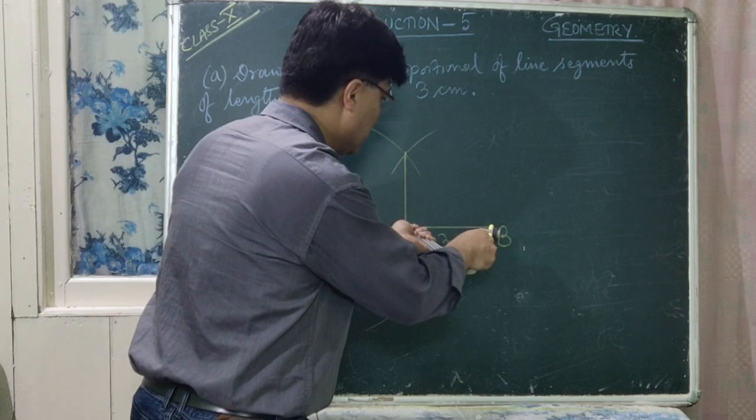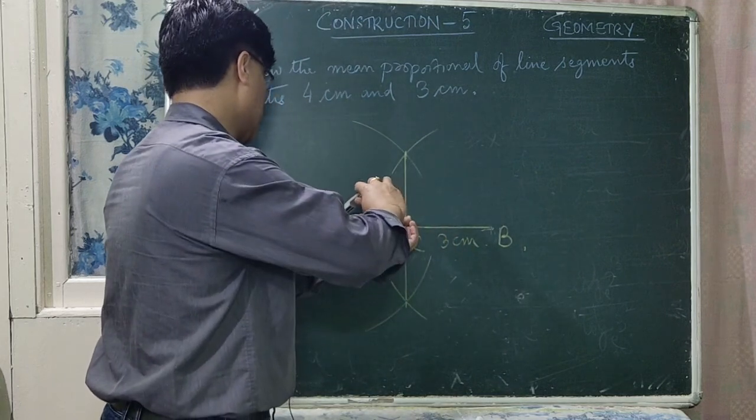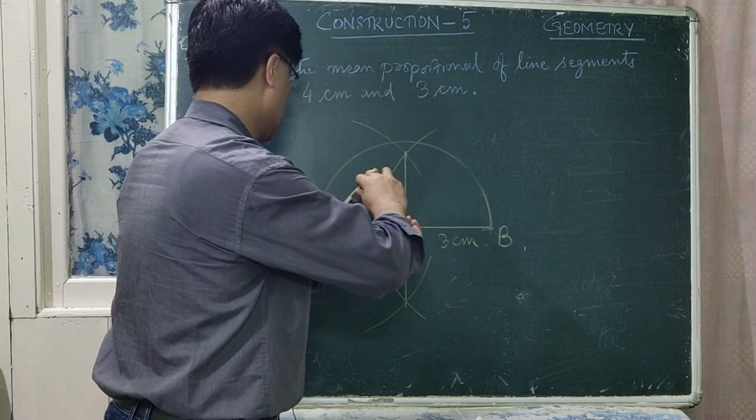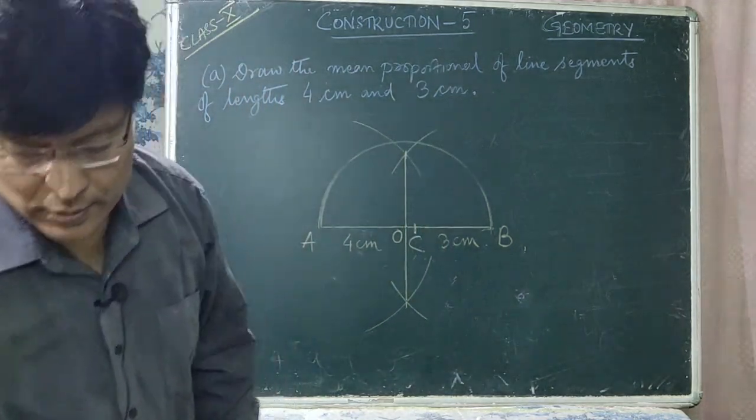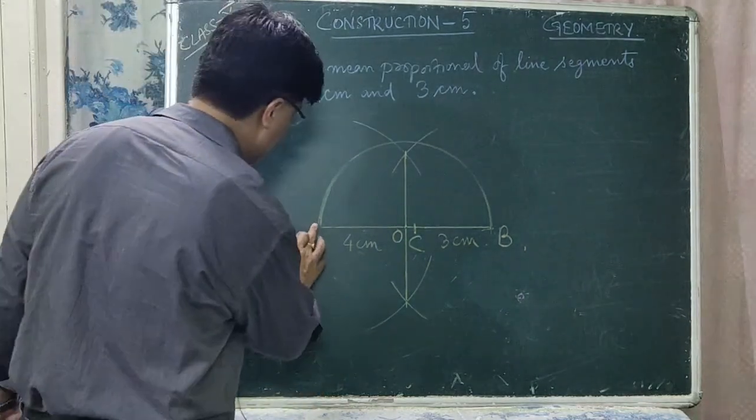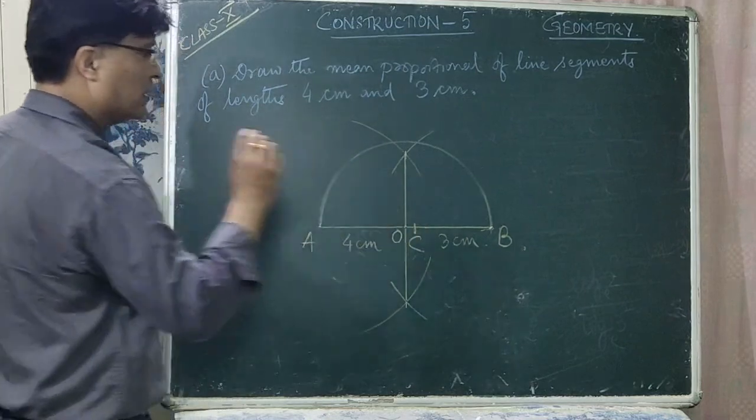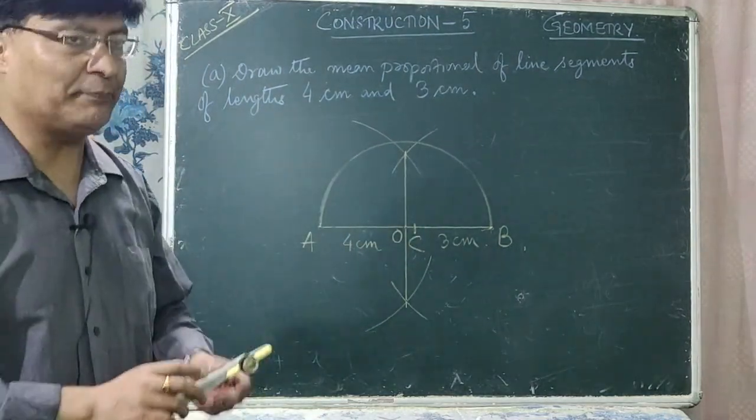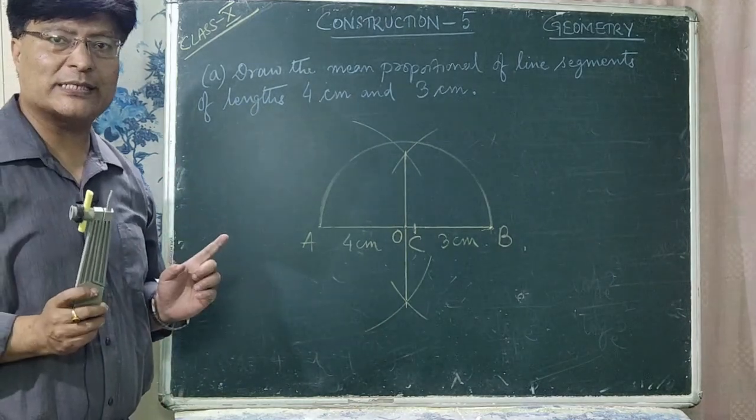So this is your radius OB, right? Or you may measure A also. So this point is A and that point is B. So this is the semicircle. Now the semicircle is drawn. Okay. So I think you have understood it. Now what will you do in the next step?